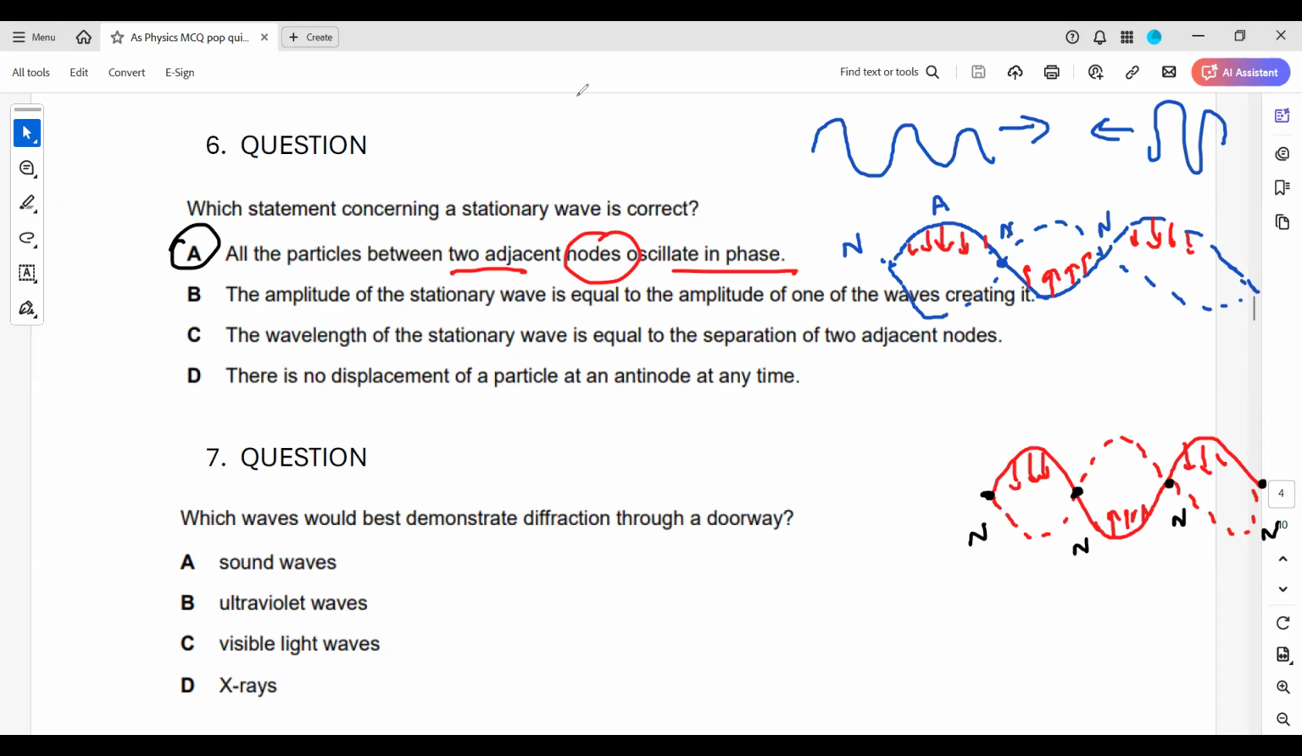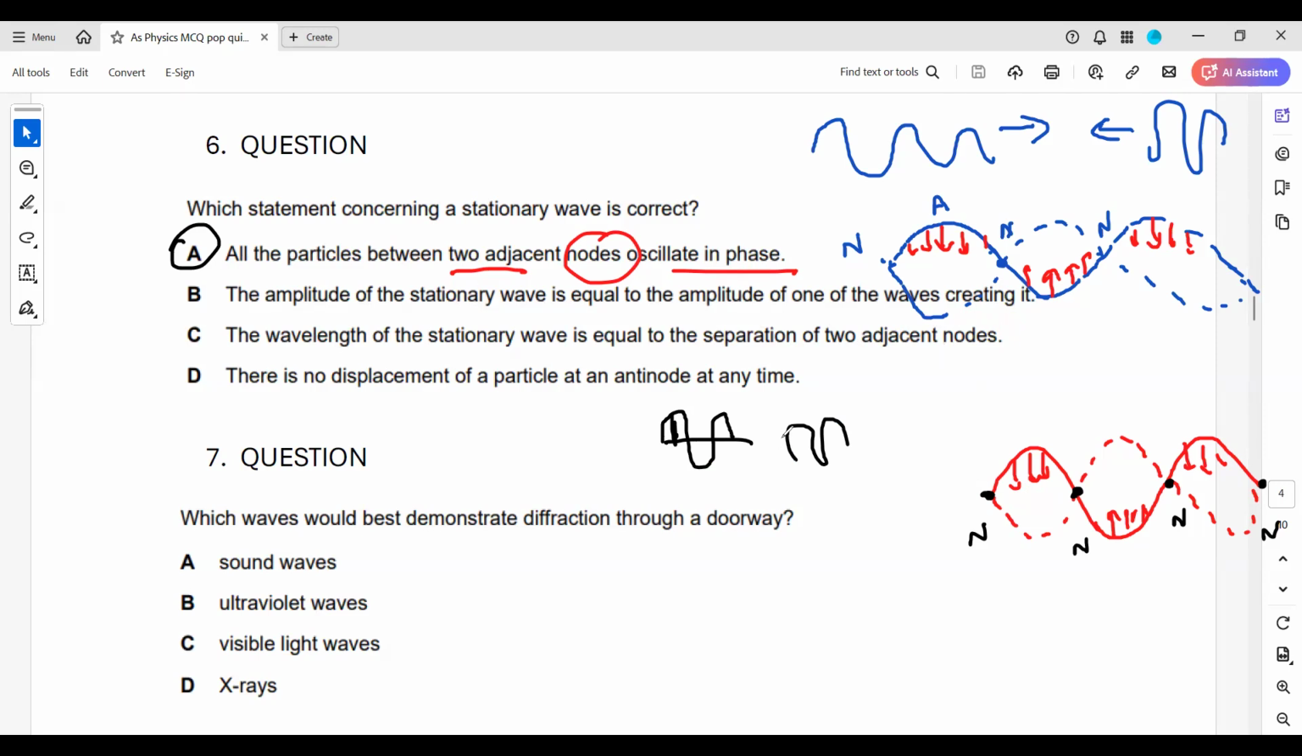What about the other options? The amplitude of a stationary wave is equal to the amplitude of one wave that is creating it. No, that's not the case. The amplitude of a stationary wave is not constant. It is changing. At an antinode, it is maximum. What does it mean? What they're saying is that when the waves are combining with each other, the amplitude of a stationary wave is equal to the amplitude of the waves which are creating it.